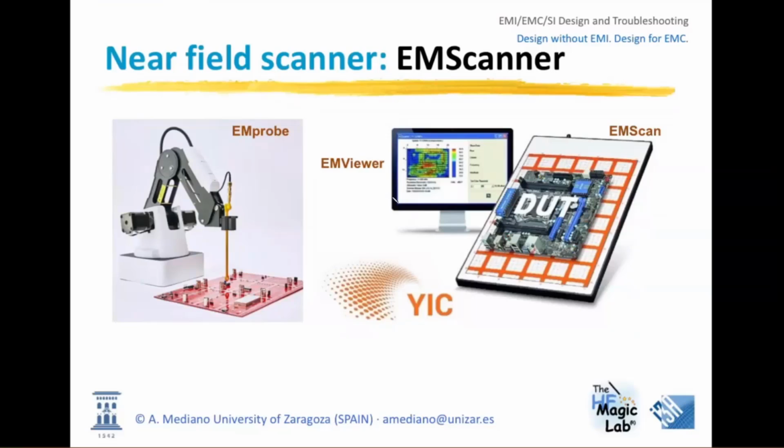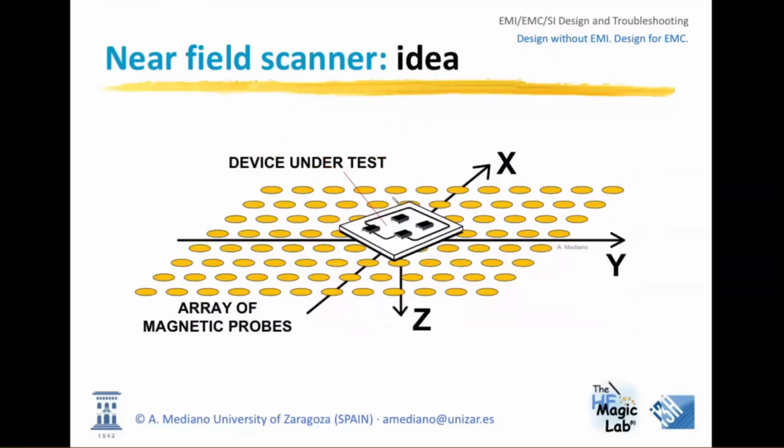The idea about the EM scanner is instead of using one probe, we will be using a lot of probes, close to more than 1,000 probes in this flat surface in 2 different orientations, and the device under test is on top of the scanner. So we are able to do basically 2 important things. We can do a spectral scan, this one.